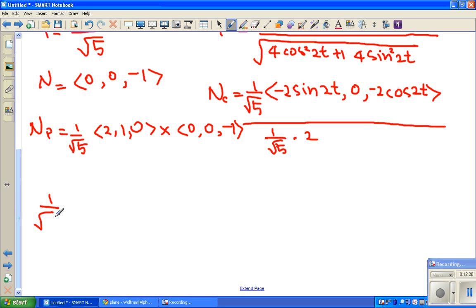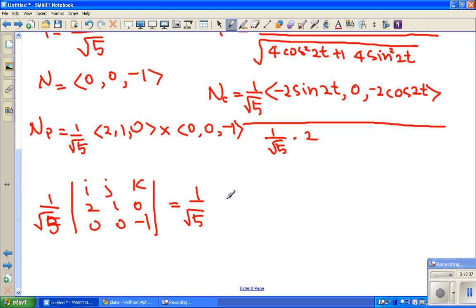Now we'll be able to simply calculate it with the determinant of i, j, k, 2, 1, 0, 0, 0, negative 1, then 1 over radical 5. Here we get i, negative j, k. And i now becomes negative 1. j becomes negative 2, hence making it into positive 2. k will be equal to 0.